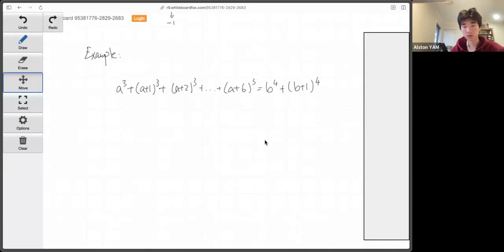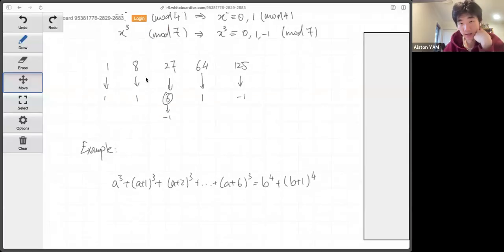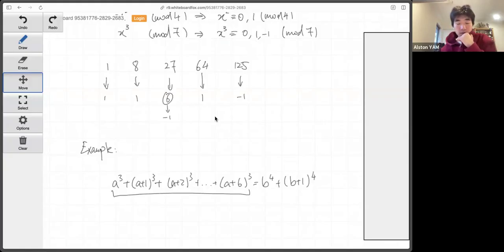Okay, cool. So I'm going to come back to this problem and go over the solution. This basically directly uses the fact that we have here. What we notice is that here we just have 7 consecutive cubes together, right? And we just found out that all cubes are 0, 1, or -1 under mod 7. So I think it is reasonable for us to consider mod 7 for both of these sides, right? So let's consider mod 7.